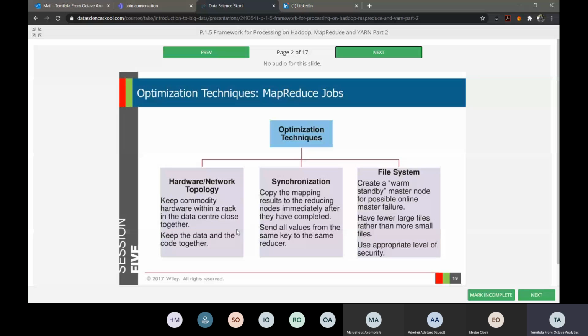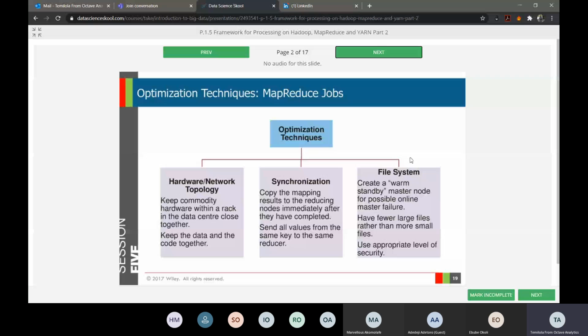Code and data collocation. Then synchronization: it copies the mapping results to the reducing nodes immediately after they have been completed. Meaning it sends all values from the same key to the same reducer, which is the reduce node. Then file system also, it creates a standby master node for possible online master failure. So this is one of the things it does in the place of fault or error handling, one of the things it does to avoid single point of failure, just like I have explained before.